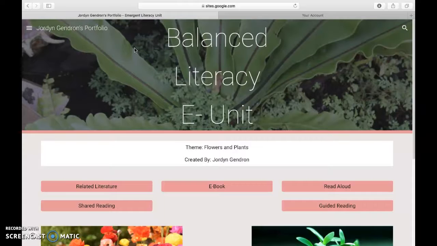The theme of my Balanced Literacy E-Unit is based on the life of plants and flowers. I believe that this was an important concept to touch on because the life and the growth of plants is all around us. It is important for students to learn about the growing process and how things are created in nature, especially things we use in our everyday lives.